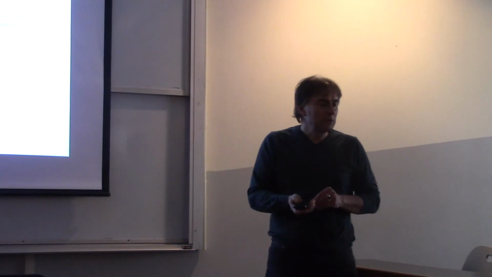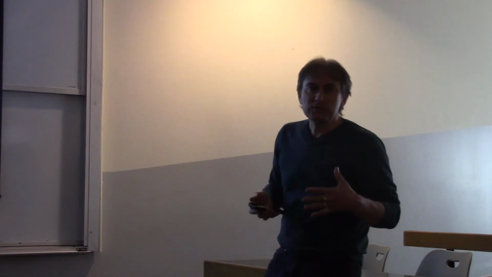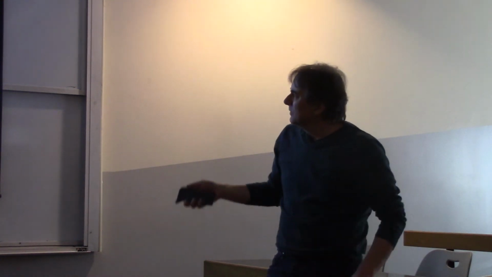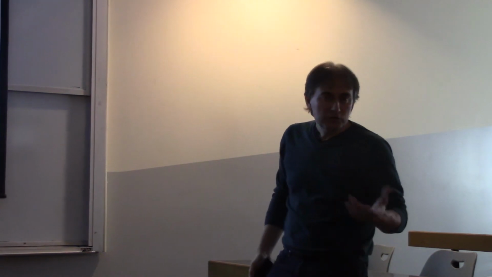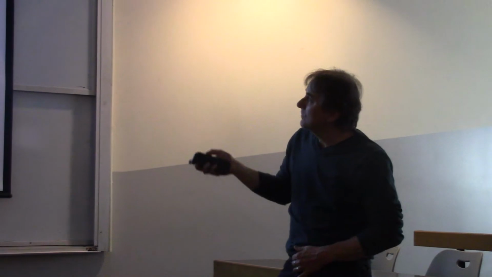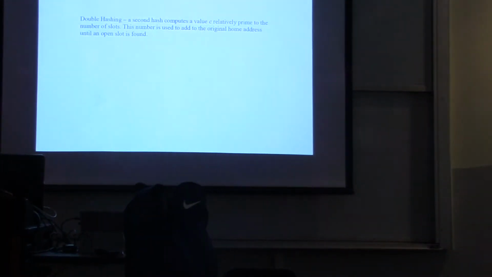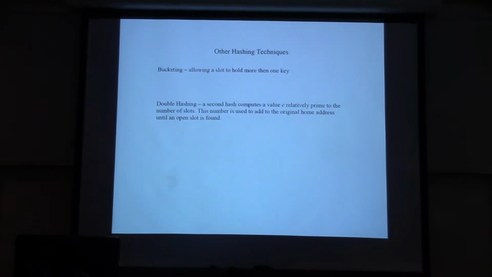To try to finish up, I want to finish up hashing and the kind of questions that I could ask you regarding hashing. Before I do that, I'm going to talk about a couple of techniques that you can use for hashing to improve it or to change the behavior of it. One of them is called bucketing, and the other one is called double hashing. So I'll go with double hashing first, it's easier.